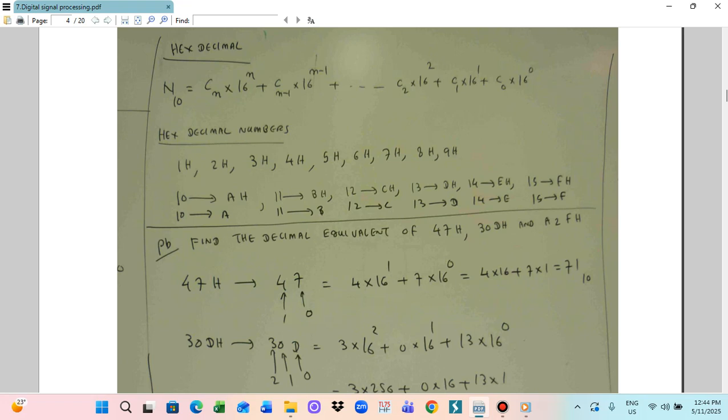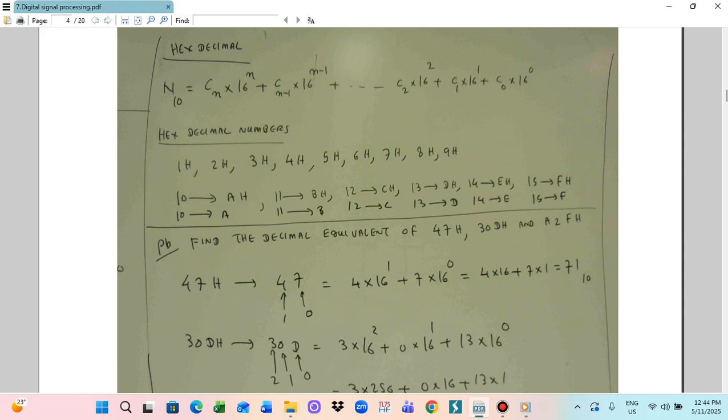Hexadecimals start from 1H, 2H, 3H, 4H, 5H, 6H, 7H, 8H, 9H. So 10 will be AH, 11 will be BH, 12 will be CH, 13 will be DH, 14 will be EH, and 15 will be FH. So those are the hexadecimal numbers.